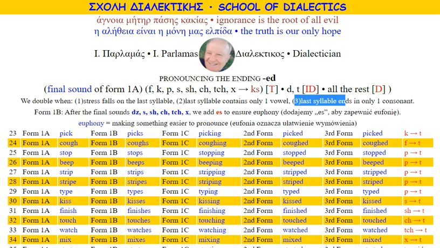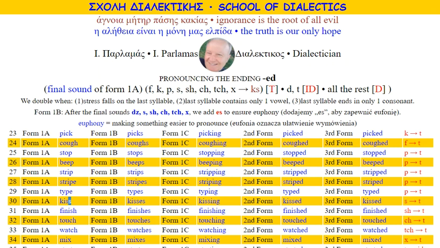So stripe, stripes, striping, striped, striped. Final sound P, it's pronounced like a T. Type, final sound P. Type, types, typing, typed, typed. We don't double because the last syllable does not end in only one consonant. It ends in a vowel.